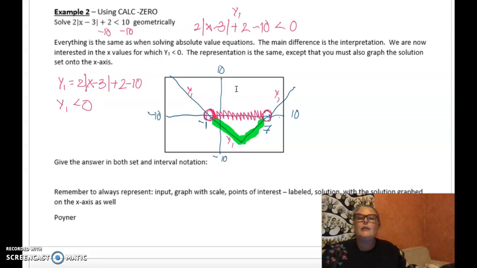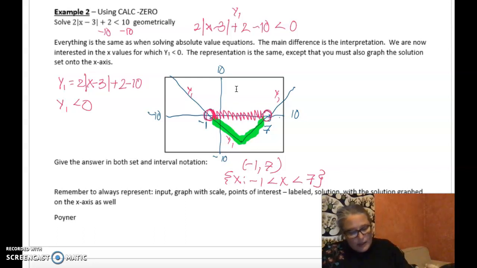Right now, I just drew in the actual solution set to this. It is going to be -1 to 7, or in set-builder notation, x such that x is between -1 and 7, not inclusive. So it will look like that. And then again, remember to always represent the input. This is the only thing here in the input that I need to add. What I drew on the x-axis needs to be added as the solution set. Other than that, it looks just like when we solved.